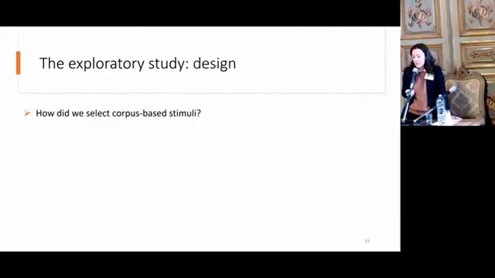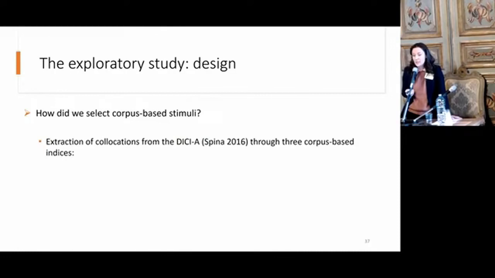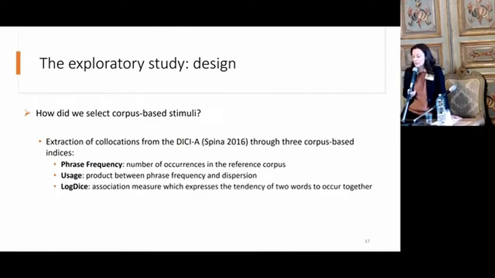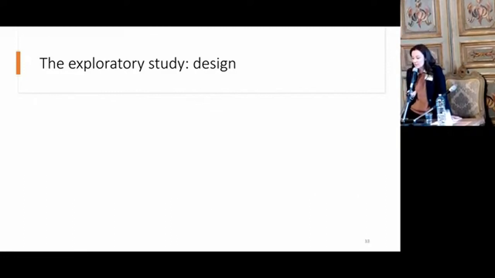So how did we select the corpus-based stimuli? We used the DCR, which is a dictionary of collocations, which was developed on the basis of a reference corpus for Italian. We used three corpus-based indices, which are used in the DCI as well. So phrase frequency, the number of occurrences in the reference corpus, usage, the product between phrase frequency and dispersion, and log dice, the association measure, which expresses the tendency of two words to occur together. By adopting these three criteria, we selected 12 verb noun collocations.